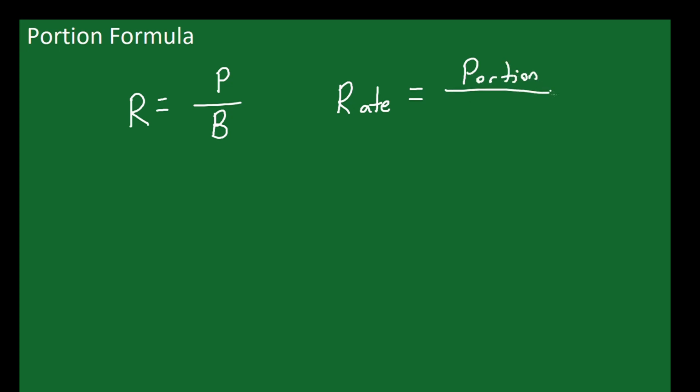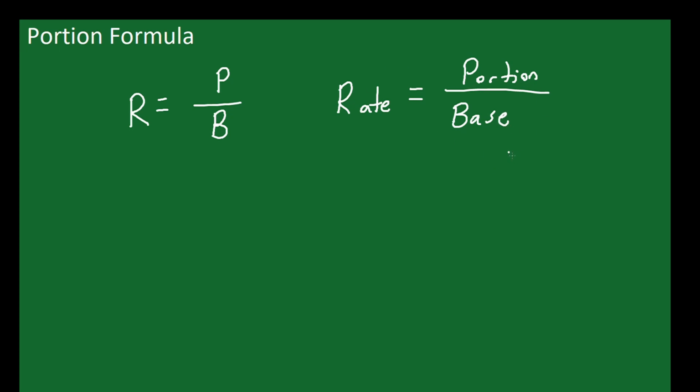Now this leads me to something that we call the portion formula. The portion formula is something that looks like this. R is equal to P over B. The R in this equation stands for the word rate, so I'll actually write that out. Rate. The P is portion, and the B is base.